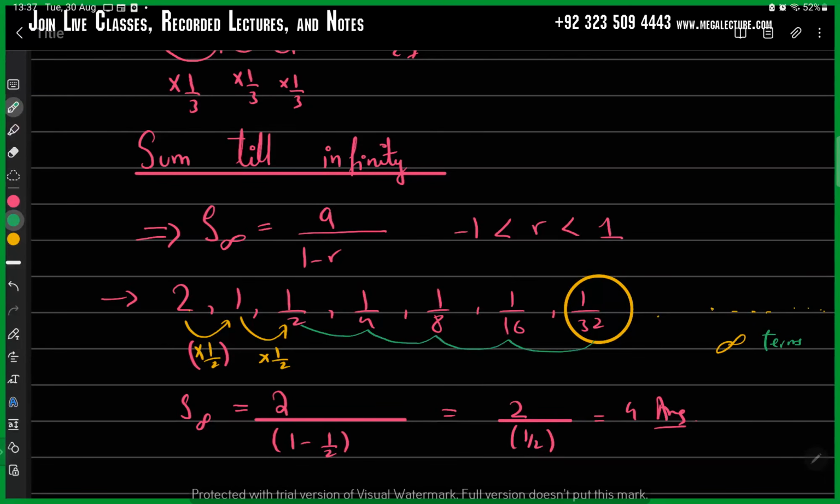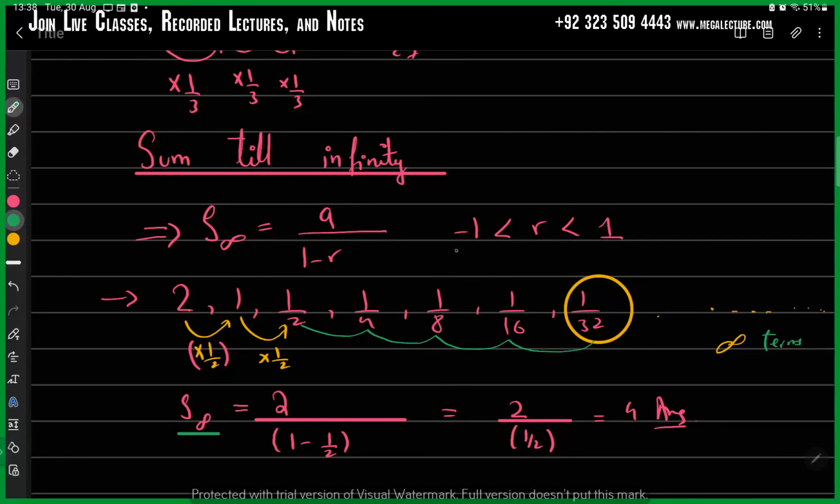So by the end of infinite many terms, my denominator is going to be infinity. And 1 divided by infinity, or 1 divided by something very, very big, is approximately 0, right? So in this case, we certainly can add all the terms. So this basically means sum till infinity. And what is the formula? It's a divided by 1 minus r. a is the first term, r is the common ratio.